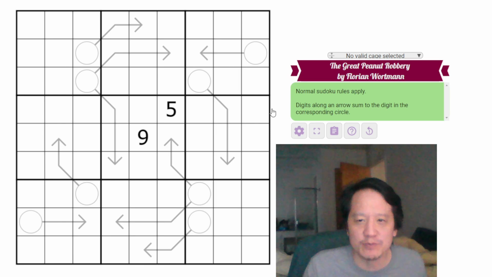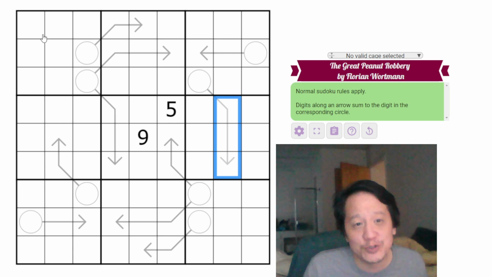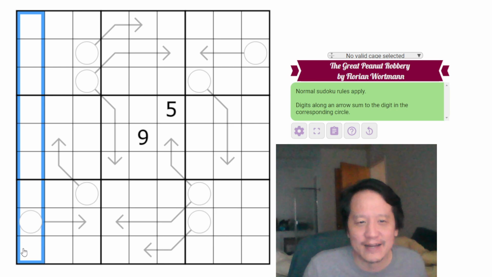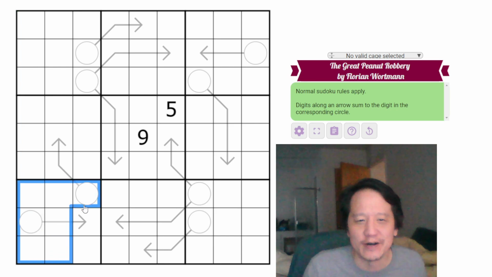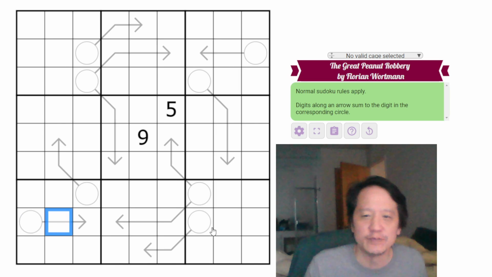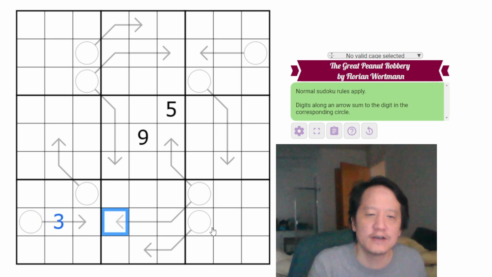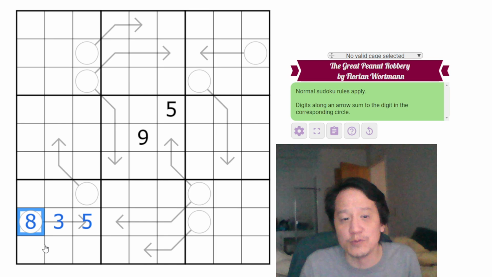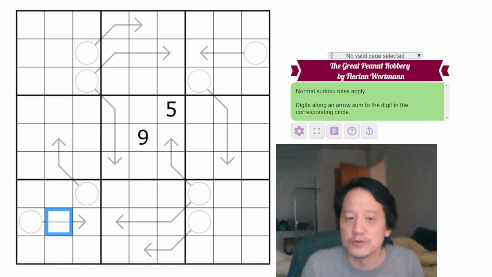Digits along the arrow sum to the digits in the corresponding circle. Normal Sudoku rules apply, which is place the digits 1 through 9 in every row, every column, and every 3x3 box. And then the other rule is digits along the arrow sum to the digit in the corresponding circle. So for example, if this was a 3 and a 5, this is 3 and 5, this would have to be 8.